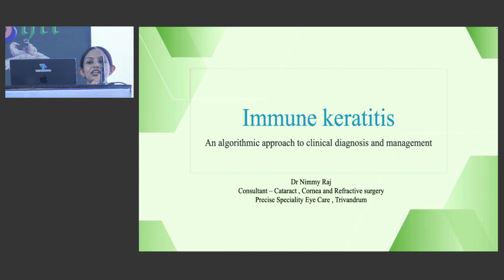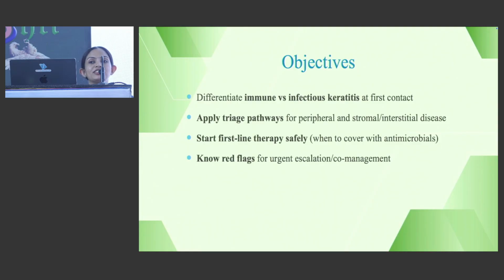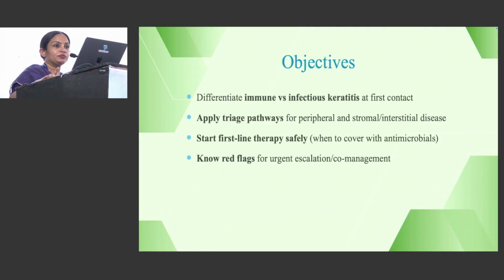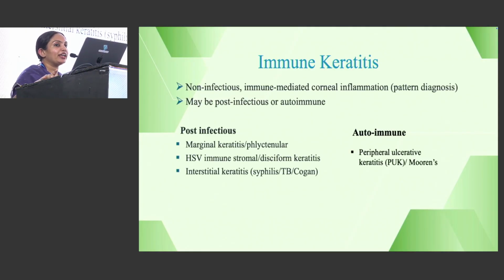Coming on to the next discussion, I'll be dealing with immune keratitis, and how to go about it in an algorithmic approach. The objective of this presentation will be how to differentiate between an immune and infectious keratitis, how to apply triaging questions or pathways so as to decide whether it is purely immunological or there is infective pathology underlying it, how to start first line therapy safely so that you get a response in the follow-up, and also know the red flag signs, when to change your treatment, when to stop steroid, when to start steroid with an antibiotic or antiviral.